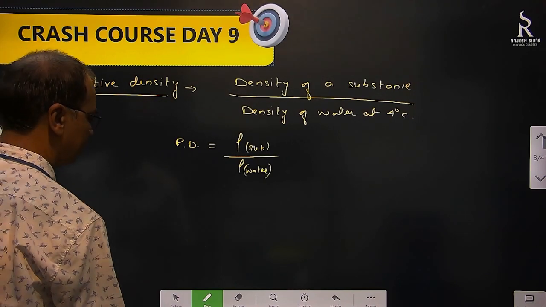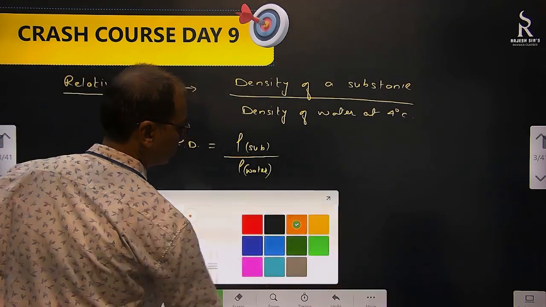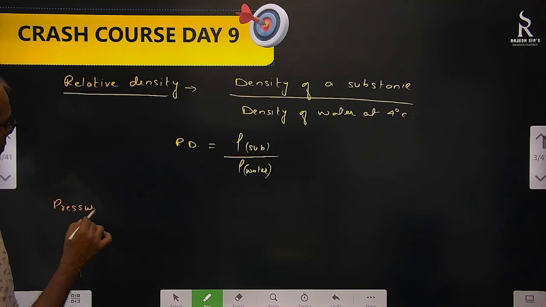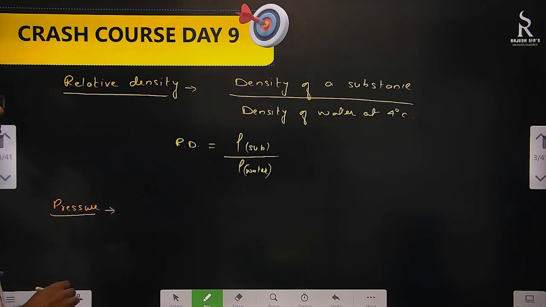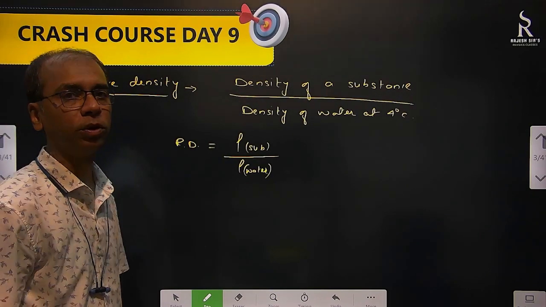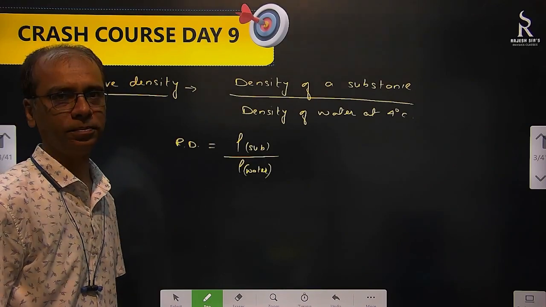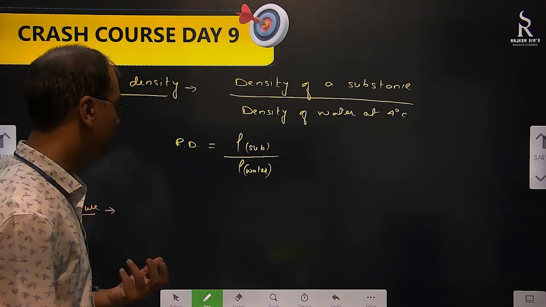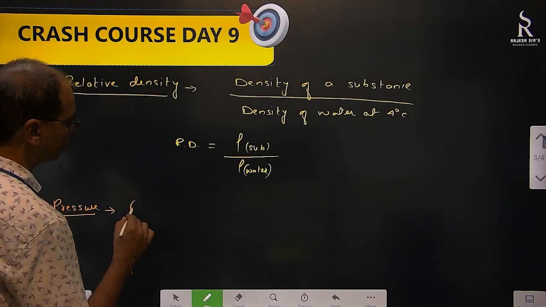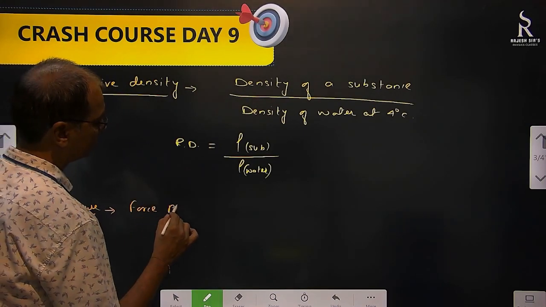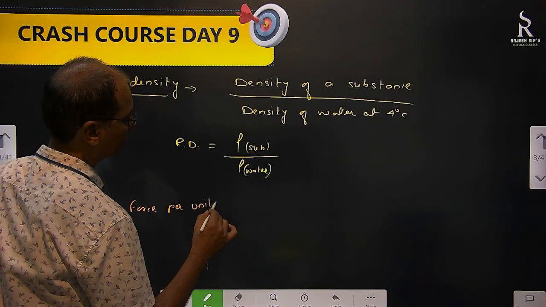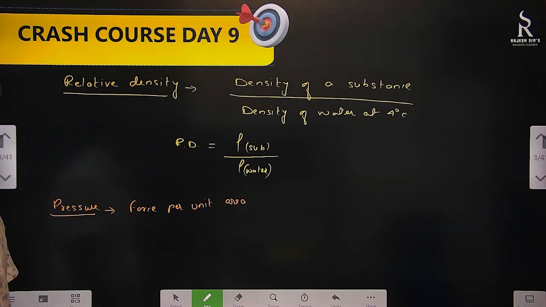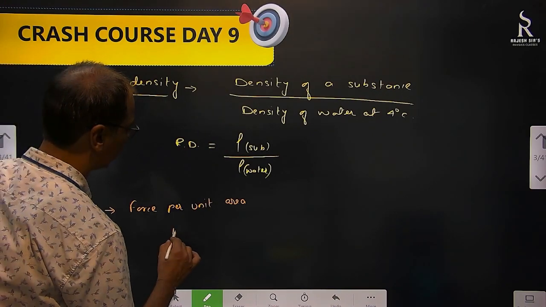Fine. Then we have pressure. So when you apply force at any point, what do you create? You create pressure. When we are applying force on any object, we create pressure. And what is pressure? Force per unit area. Force applied per unit area creates pressure. P equals F by A.